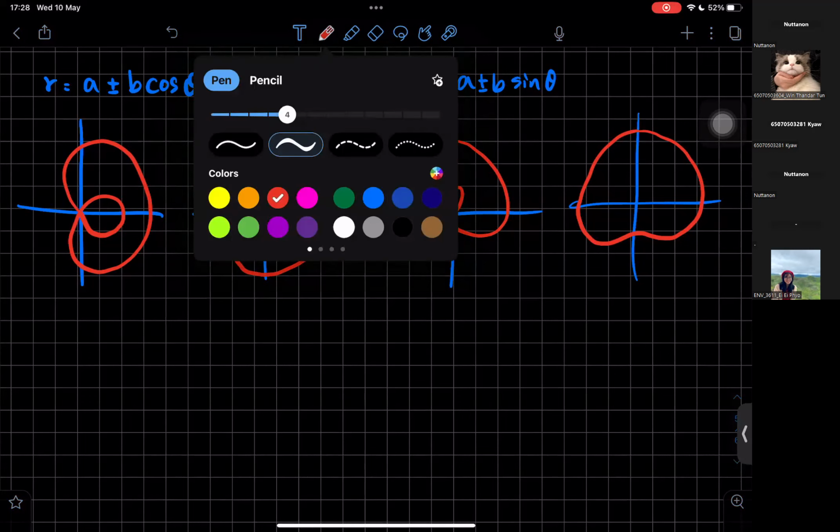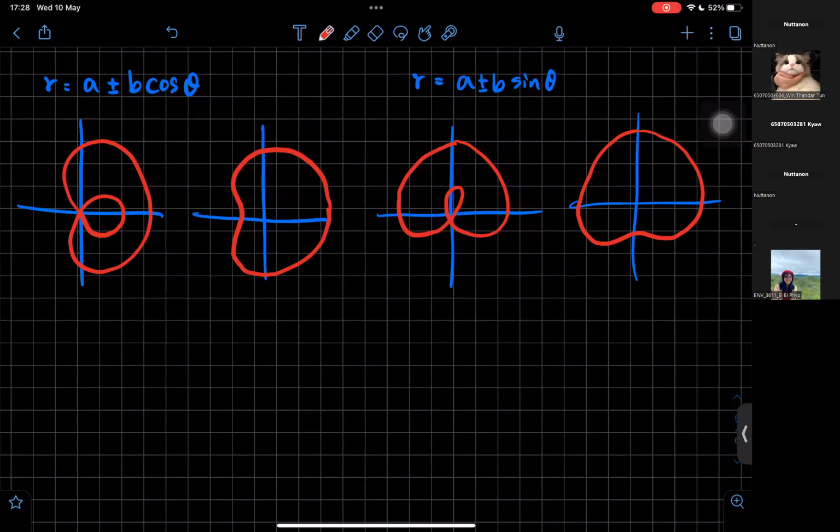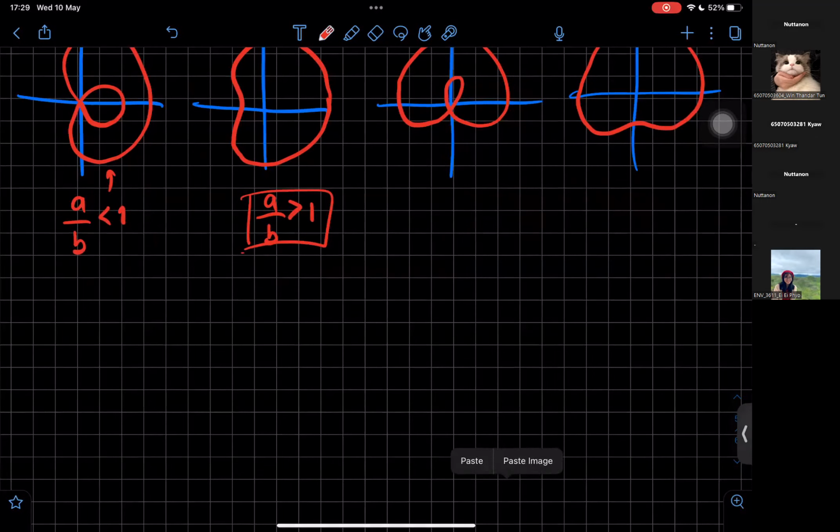Okay. And these two differ in that if A over B is less than 1, then you get this one. And if A over B is greater than 1, you will get this one. Sometimes they split this type into two parts, right?